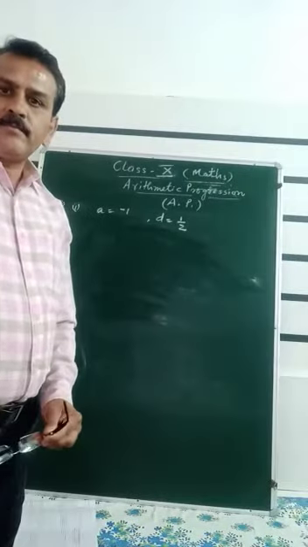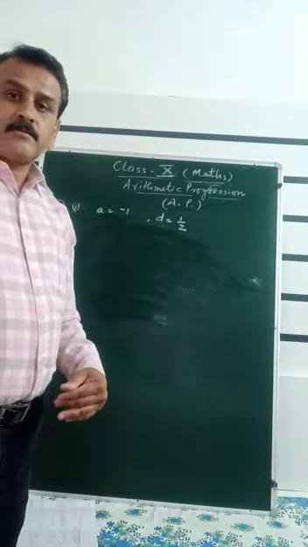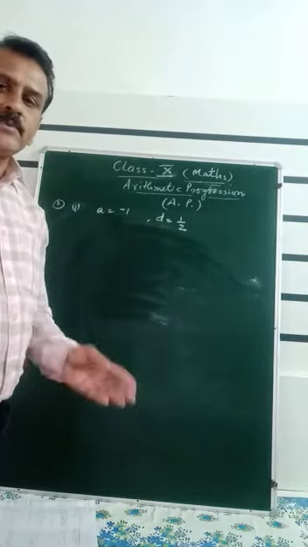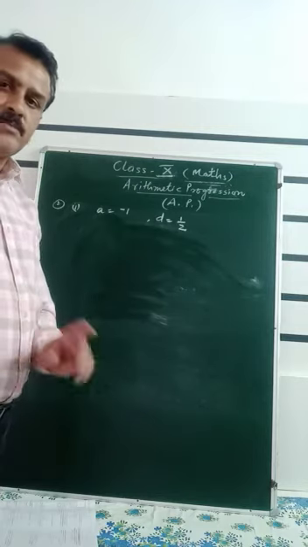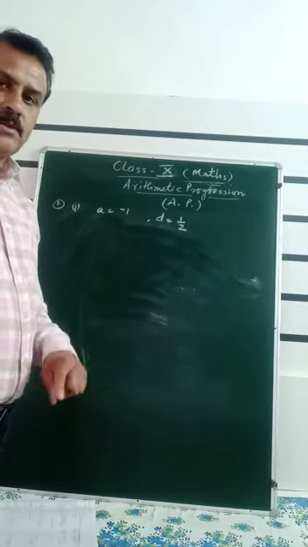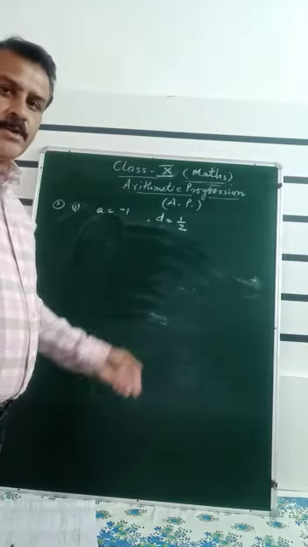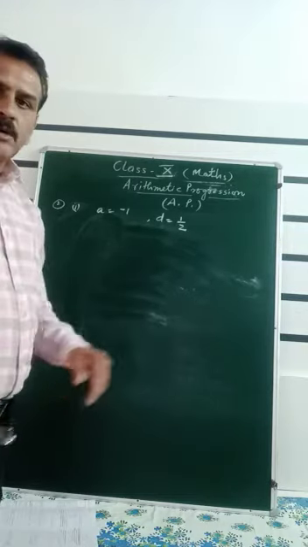We have to find the first 4 terms of the series. For that series, A and D are given. Let's see how to find the first 4 terms. The first term is A1, the second term A2, the third term A3, and the fourth term is A4. I've explained the point before this question on how to take the numbers.